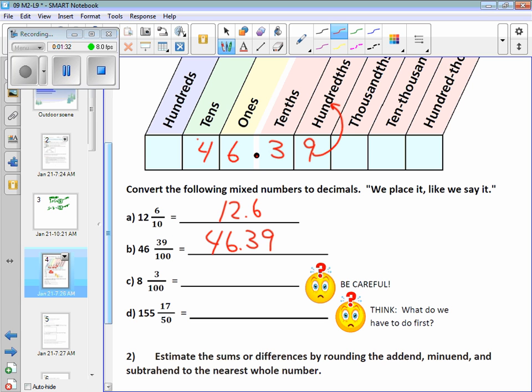Be careful with C. Lily, go for it. Watch. 8 and hundredths is here. There's my 300ths. What's going to go in between? D.